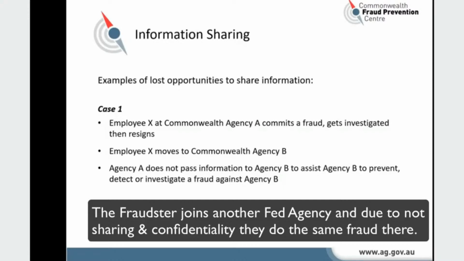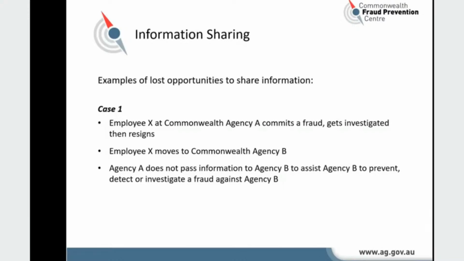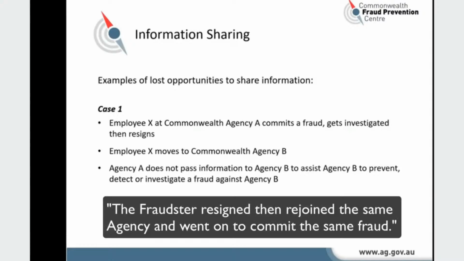Unfortunately, sometimes due to privacy, the first agency has not been able to pass on information to the second agency, which means the person who's jumped ship to the new agency is able to commit the exact same fraud at the new agency. And when they've been detected again, they've just resigned and jumped to another agency. So unfortunately, we have seen situations where that has occurred. There's even been situations where a person has resigned and then rejoined the same agency and gone ahead to commit the same fraud.